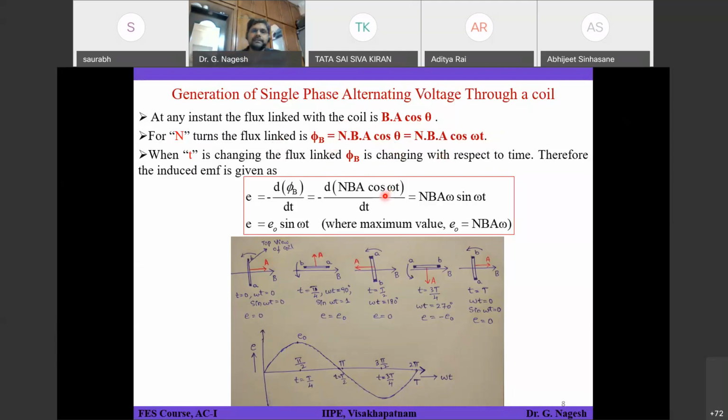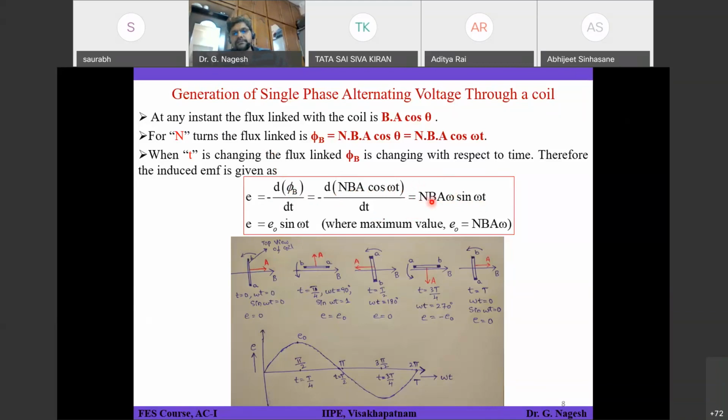Right. So there is a good chance that EMF can be induced because the flux linkage is varying with respect to time. If you try to write an expression for this induced EMF, E is equal to minus d phi B by dt, where phi B is the flux linkage. So minus d by dt of N into B into A into cos of omega t. The derivative of cos omega t gives a minus sign, so minus into minus becomes plus. It will be of this format: N into B into A into omega into sine of omega t. All these are constants.